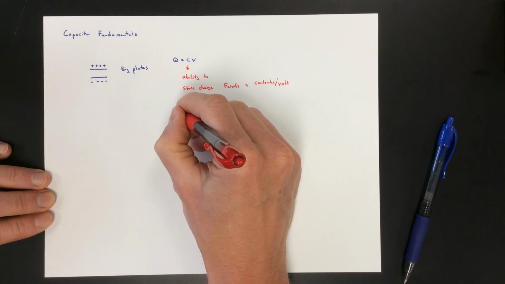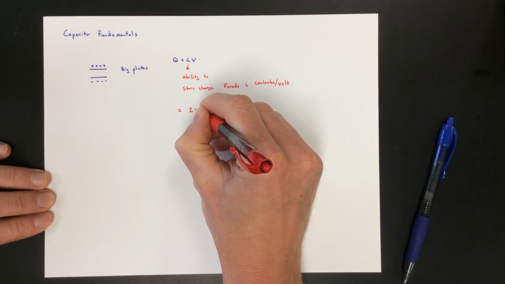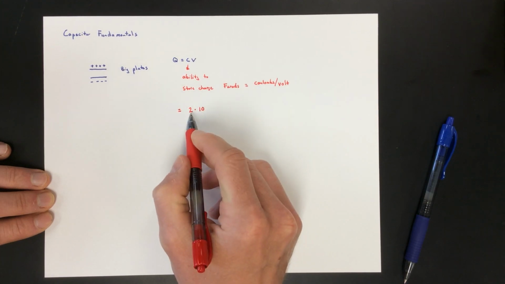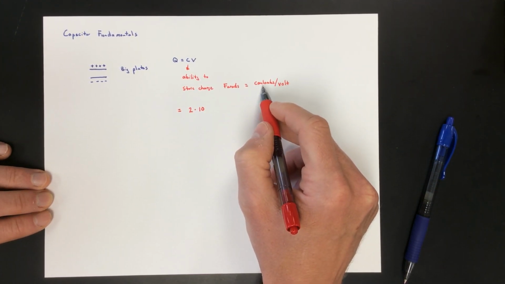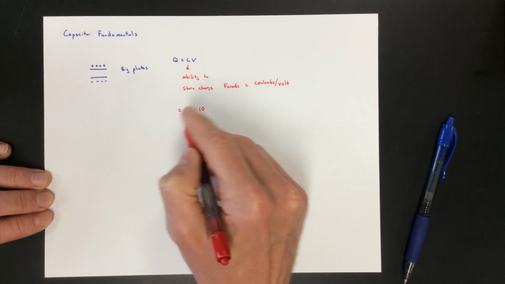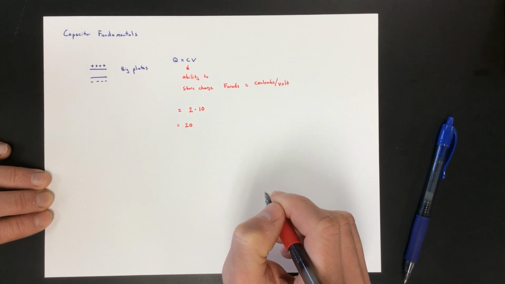So let's say you had a capacitance of 2 farads and you hooked it up to a battery of 10 volts, right? Then if it has a capacitance of 2, it means it can store 2 coulombs of charge per volt. At 10 volts, that gives you 20 coulombs of charge.